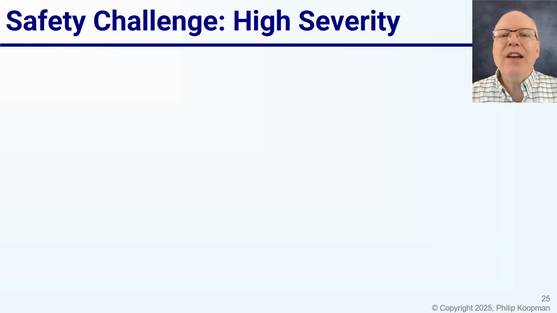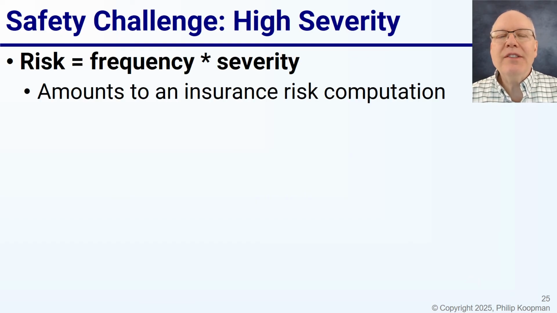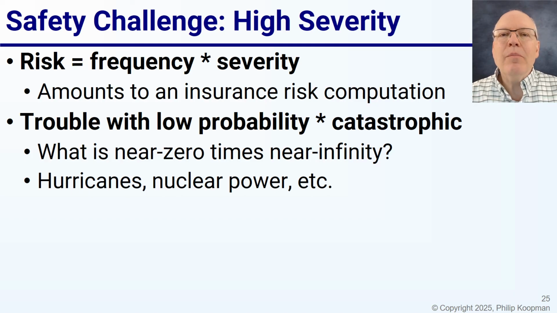Another safety challenge is high severity. Now recall that we said risk was frequency times severity, and that amounts to an insurance risk computation. It boils risk down to the amount of dollars you have to pay out in the event of a loss. And you just take the average risk per operating hour, you take the average profit per operating hour, and if the profit's greater than the risk, you can make money. That's where that goes.